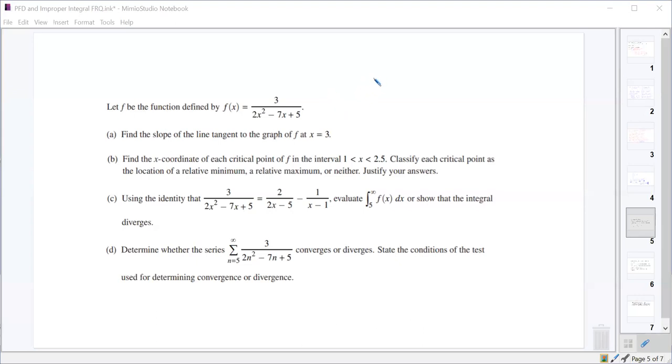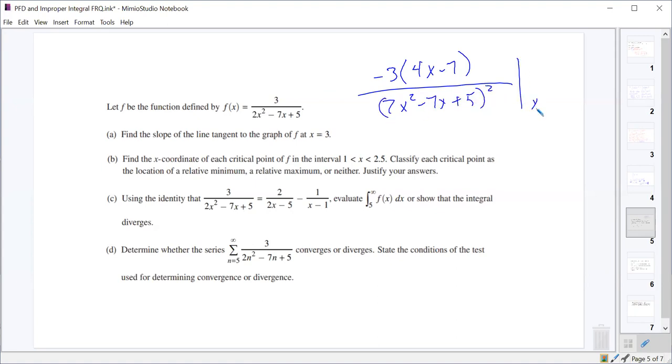So this derivative should be the opposite of 3 times the derivative of that, which is 4x minus 7 over 2x squared minus 7x plus 5, squared. And that's at x equals 3. Whatever you get when you plug that in, what does that come out to be? Negative 15 over something. What is that? 18, negative 3. Did I do my arithmetic right there? 18 minus 27, negative 3. Yep. We all feel good about that? Okay. Everybody good with A?